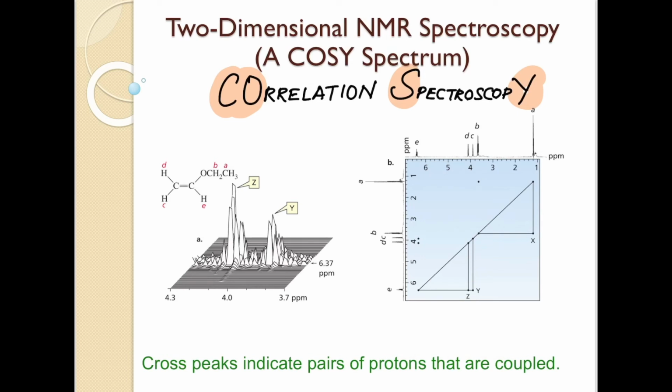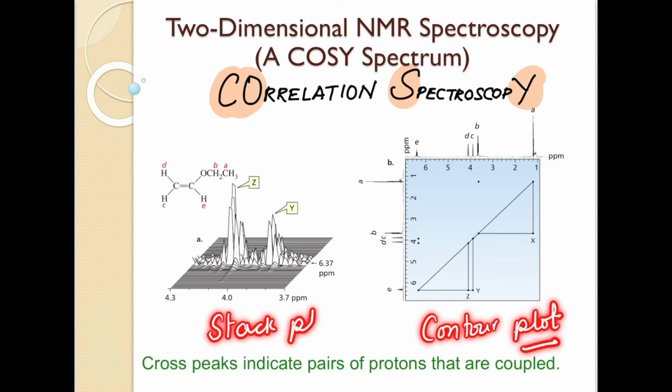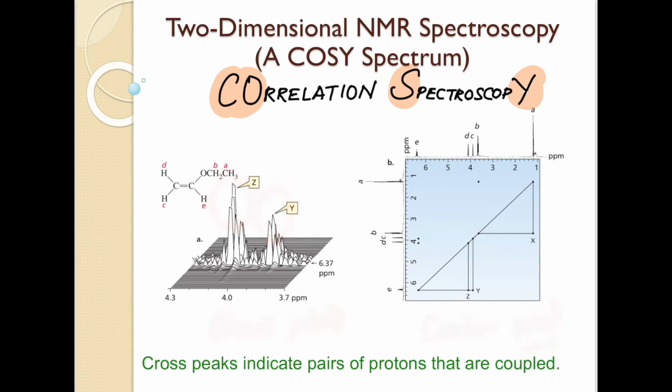In correlation spectroscopy, you will be getting 2 plots. The one on the right is said to be the contour plot, which is used in interpreting the NMR spectrum, and the one on the left is called a stack plot, where you can see that there are some mountains present, and these mountains are going to exist as cross peaks on the contour plot.